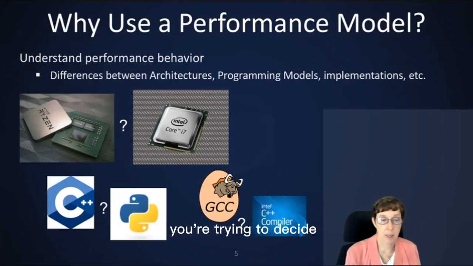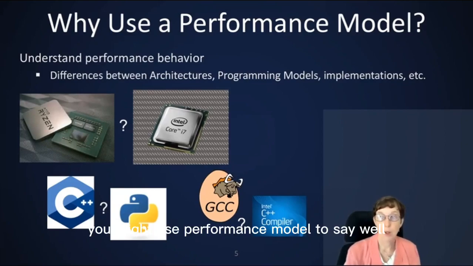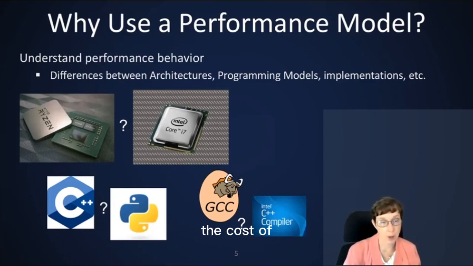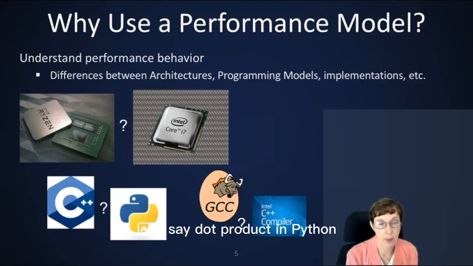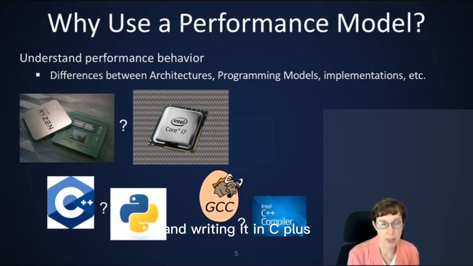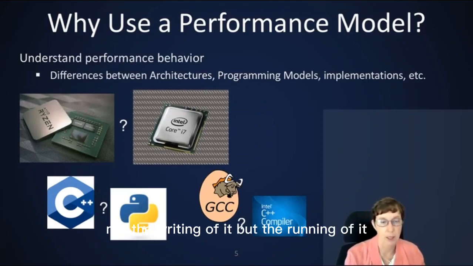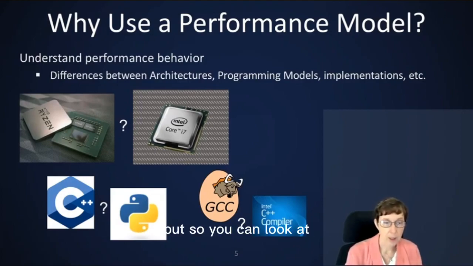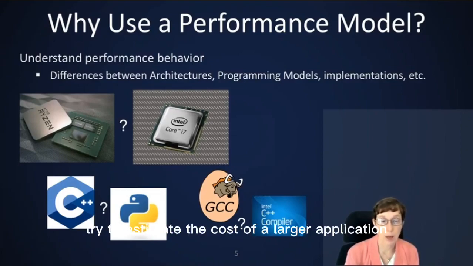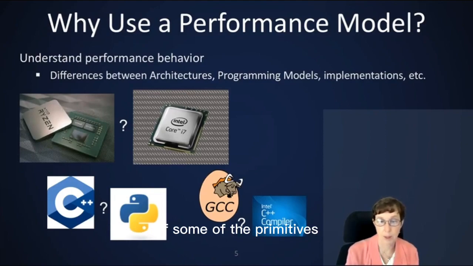If you're trying to decide between writing something in C++ and writing something in Python, you might use a performance model to say, well, let's say writing some small program, let's say dot product, in Python has a certain cost, and writing it in C++, not the writing of it, but the running of it in those two languages has different costs. Writing it is a different thing you could try to measure, although it's much harder. So you can try to estimate the cost of a larger application by measuring the performance of some of the primitives.